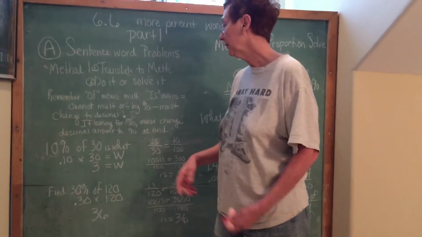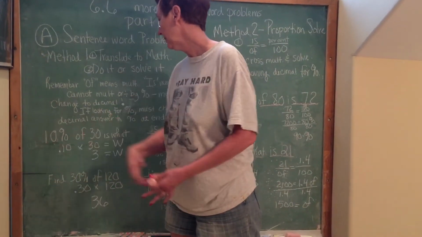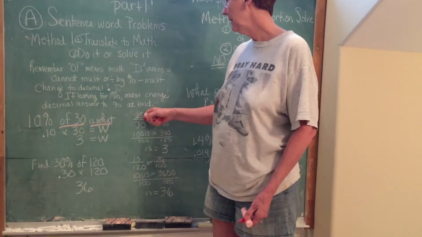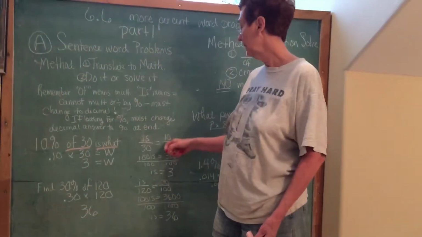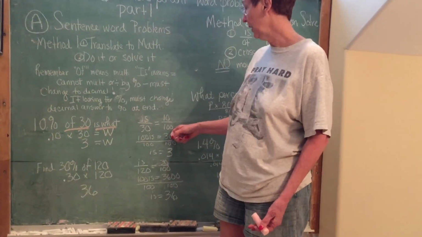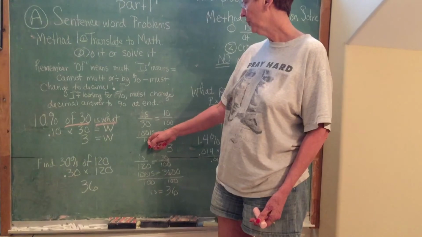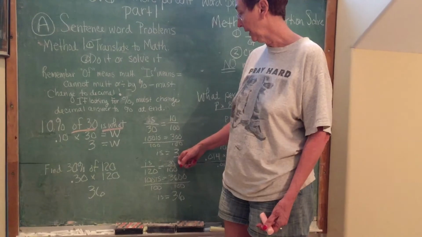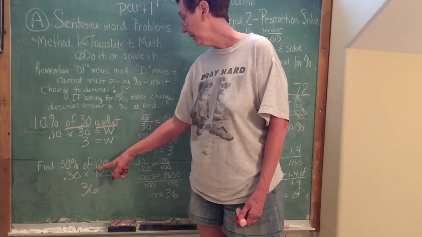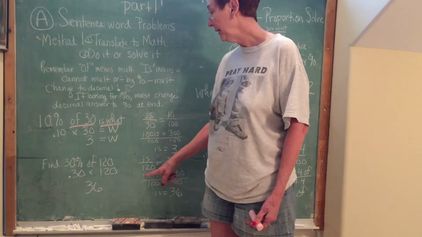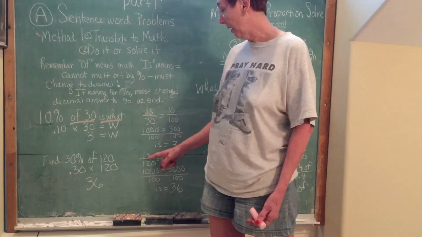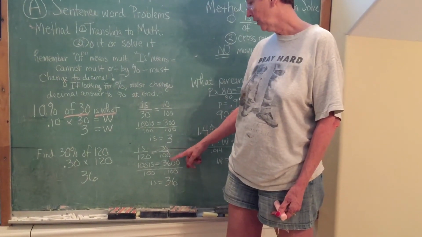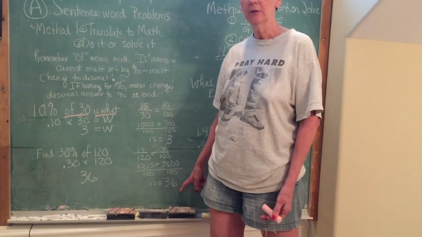10% of 30 is what? That's my percent. Here's my of. Here's my is. So I'm going to put is over 30, because I don't know the is, and 10 over 100, because that's my percent. Cross multiply, you have 100 times is equal to 300. Divide by 100, and you'll get the is equal to 3. If you do this problem, 30% of 120, the of is 120, but there's not even an is in it, so obviously you don't know what it is. So you have is over 120, 30 goes over 100, cross multiply and divide, and you get 36.